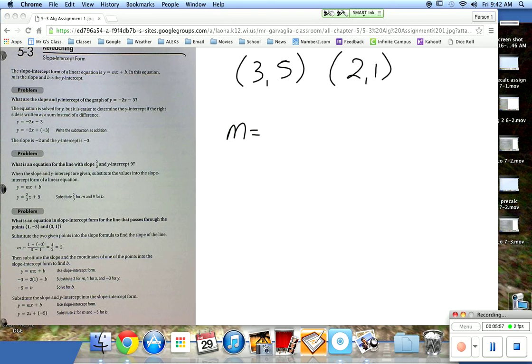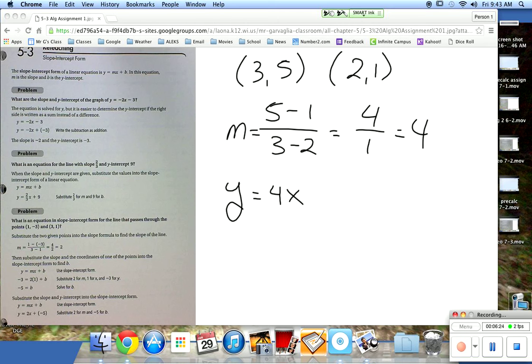My m equals, on top, the difference in my y's, delta y, my change in y, is 5 minus 1. On the bottom, 3 minus 2. So it equals 4 over 1, or 4. So right now, I know when I put this in, y equals 4x, because that's my slope, plus b. We have to figure out what our b is in this case. I got my slope in there.